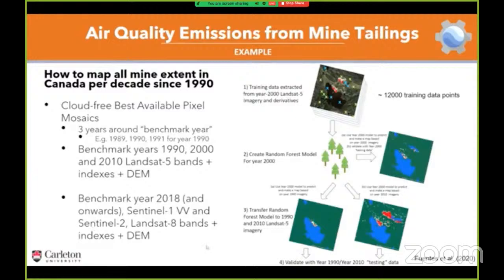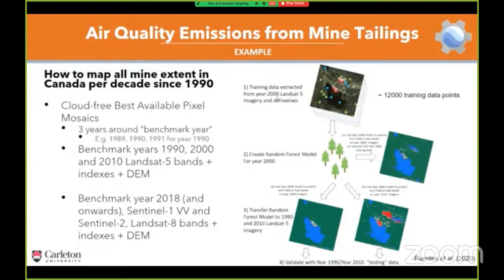And we used random forest because it's built into the JavaScript API of Google Earth Engine. And we did something that is called transfer learning. So we extracted training data for the year 2000. And we did this because we had a database of mine locations around that time. But it wasn't a super certain database either. We had locations in there that were the mine headquarters instead of the actual mine itself.